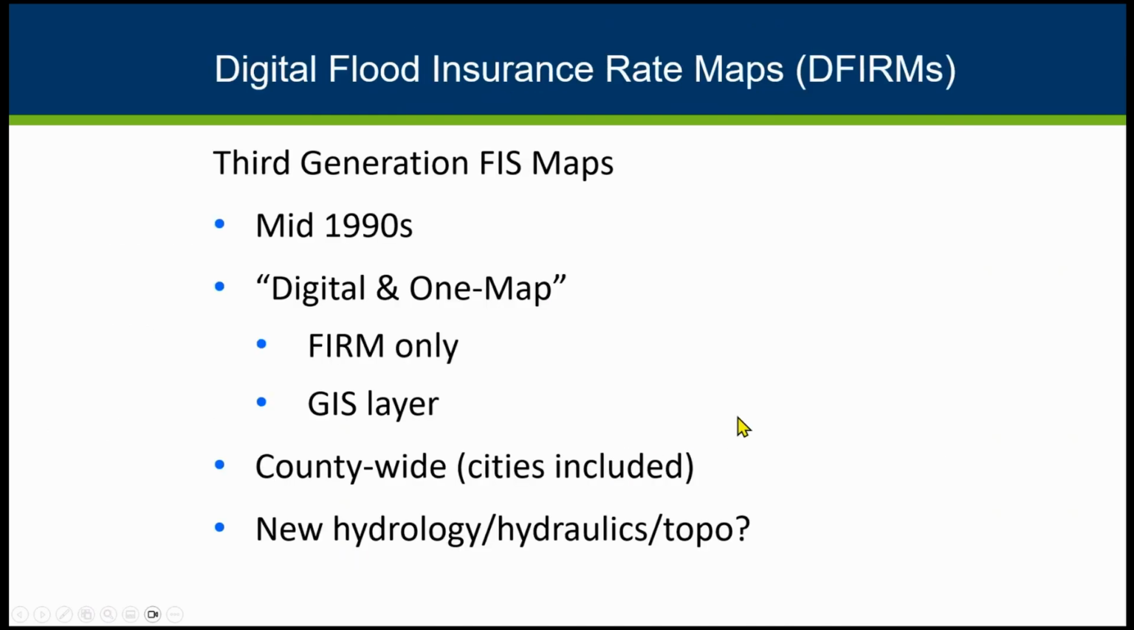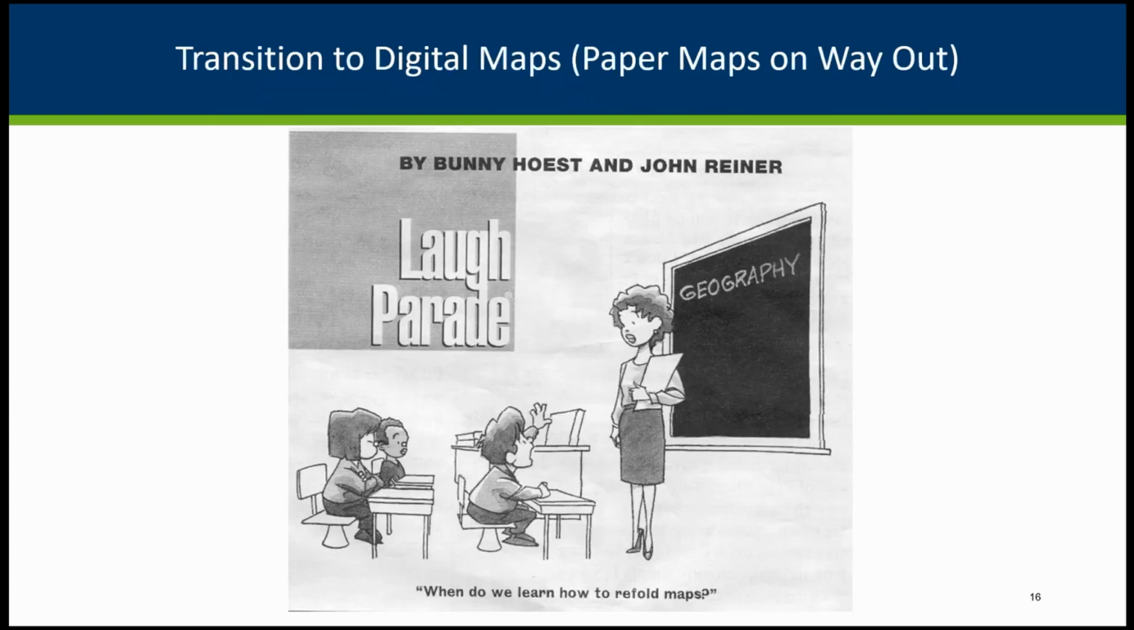Then our third generation came around in the 90s. We started having digital products, and there were many advantages. Just being digital was great and a big improvement. Also, it became countywide. In the paper maps, you would have separate maps for each of the cities and for the county. And then when you get to a community, it would say area not included. And it also would get messy when you had annexations. So now our maps, starting in the mid-90s, are countywide.